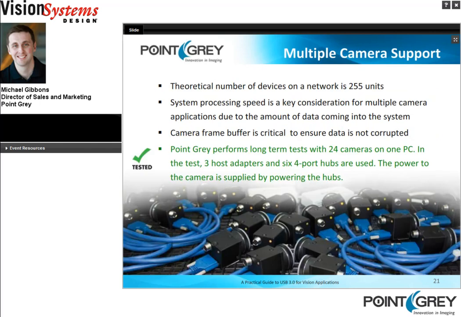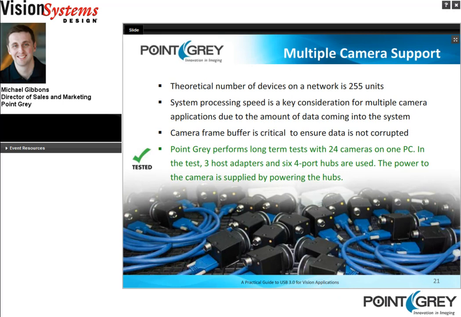USB 3 is great for multiple cameras, so theoretically you can network up to 255 units on a single USB bus. One thing to keep in mind when it comes to multiple cameras is system processing. Obviously the more cameras you have in a system and the more data that you're sending through, you have to be able to process that.